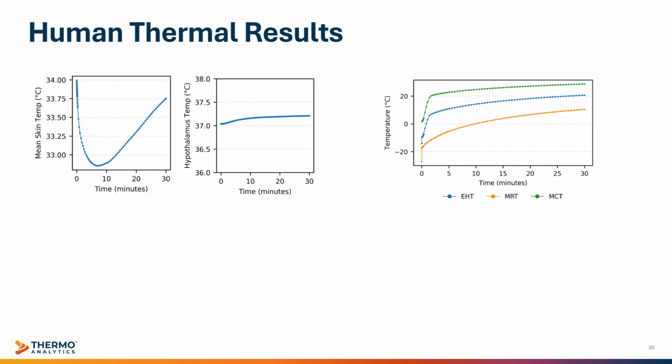The tool will also plot equivalent homogeneous temperature, mean radiant temperature, and mean convective temperature. This plot can give us information about what is heating our human and what is cooling our human. The simulation that matches these results was a cabin warm-up using an HVAC system. And we can see that this MCT, so mean convective temperature, green line is above the EHT line. And this tells us that convection was the main mode of heating, which just kind of matches what we expected from the simulation.